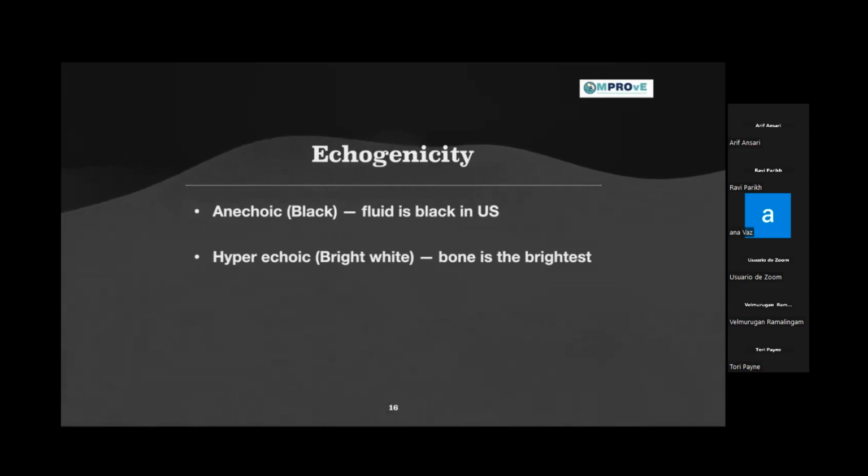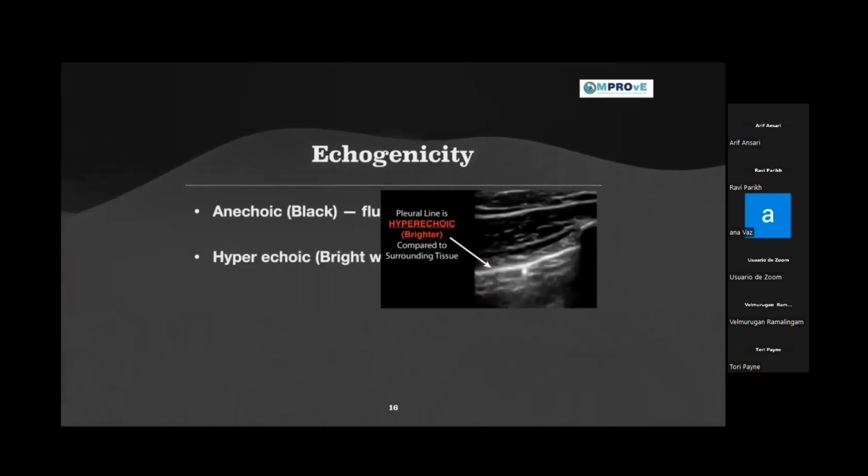And from here all the way to the hyperechoic, there's a structure which is reflecting all of the ultrasound waves back. So that will understandably give you a bright white image. So bone is the brightest. And in our context, when we're doing the lung ultrasound, when you are hitting the pleural line, the pleural line is hyperechoic.